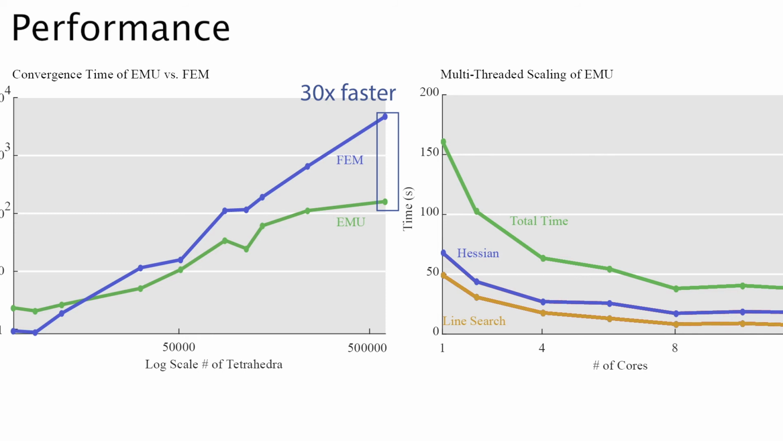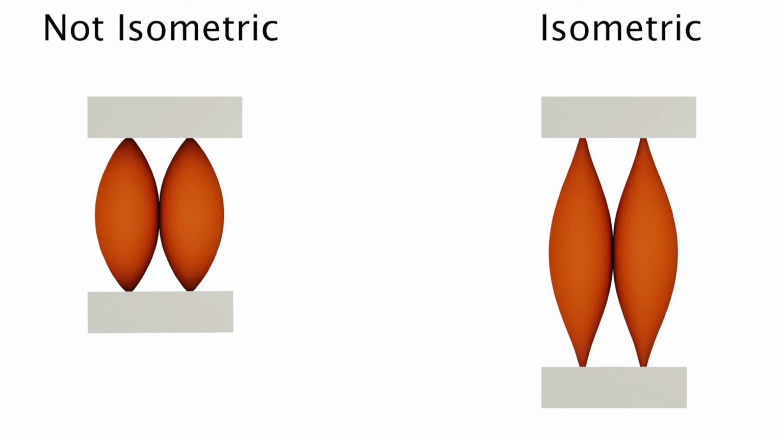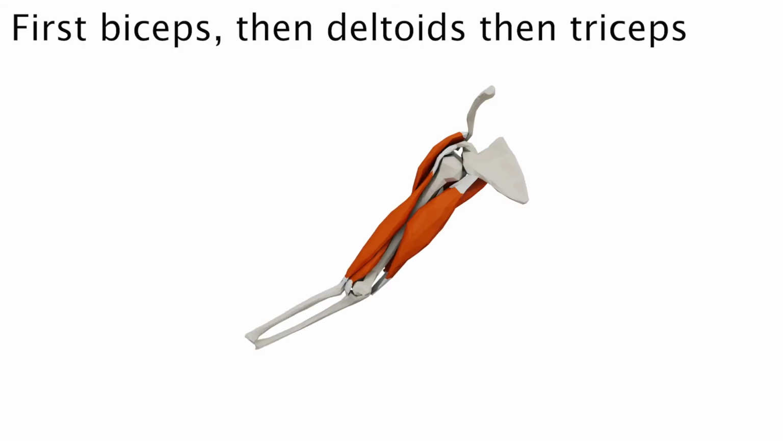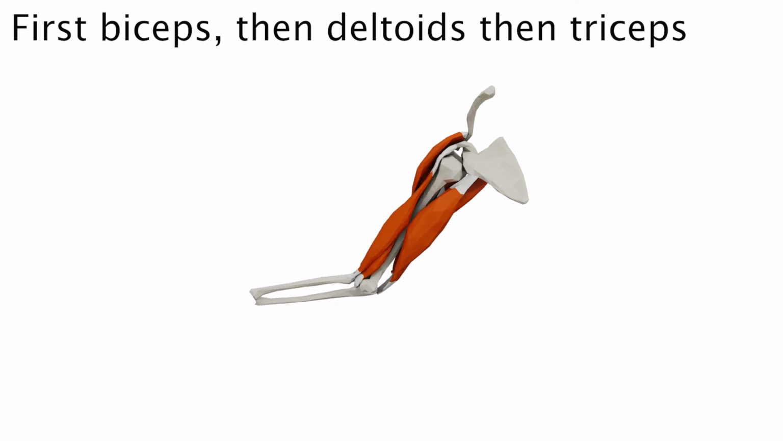However, EMU is easily parallelized, giving it a scalability advantage over standard FEM as well. Finally, here are some more results generated by our method. This is an example of an isometric contraction, where the muscle contracts without moving any bones. Here we show that you can flex opposite pairs of muscles sequentially to move your arms back to a neutral position.